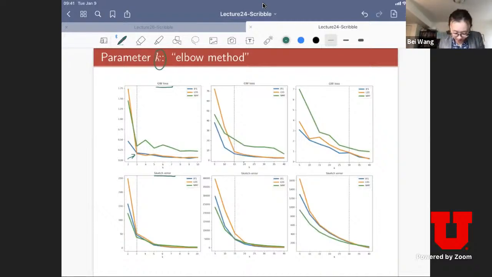So for the first data set, you see that for both sketch error and for the GW loss, the optimal basis number is actually 3. That is where the elbow is for both types of error. The second data set is roughly where there are 15 bases. And the last data set is much more complicated. To be honest, we don't really have a good elbow to look for, so we just decided that 30 is the number of bases we're going to use. Okay, so this one is not very clear to us.